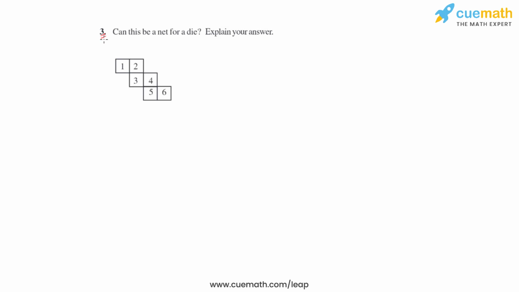So question number 3 of this first exercise gives us this net for which we'll have to form a die. We'll also have to give an explanation for the answer which we get.